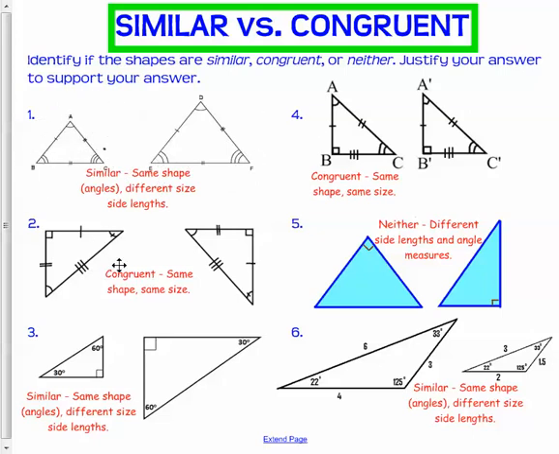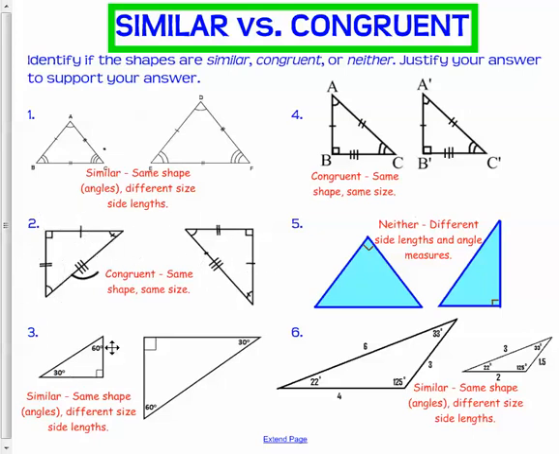In number 2, they're congruent. They have the exact same shape and the exact same size. If we look here, this angle is the same as this angle, and these two angles are also the same. And we have a 90-degree angle right here and right here. So their angles are the same. Their side lengths also match. So, for example, this side length with this side length, this side length with this side length, and this side length with this one.